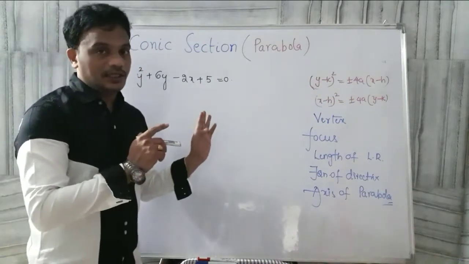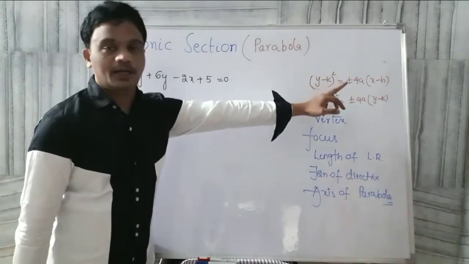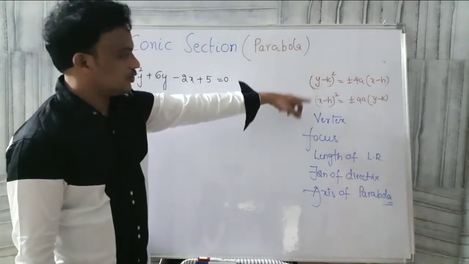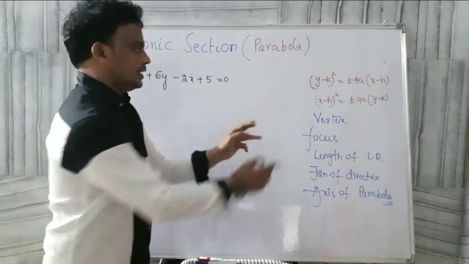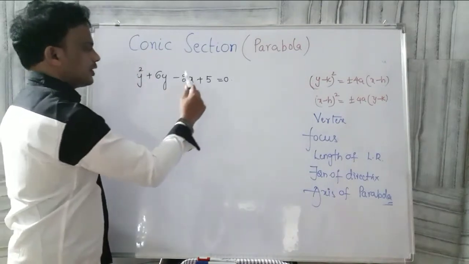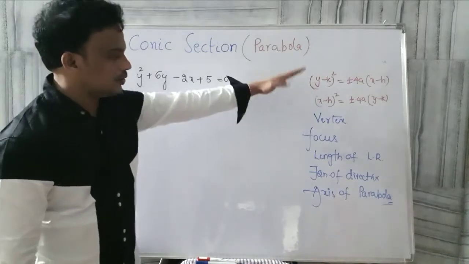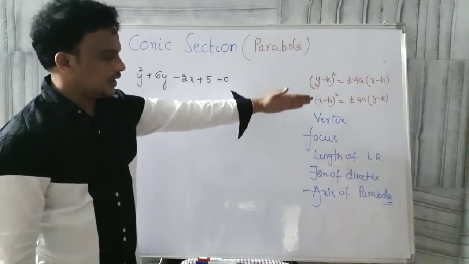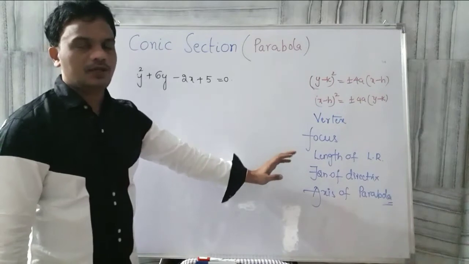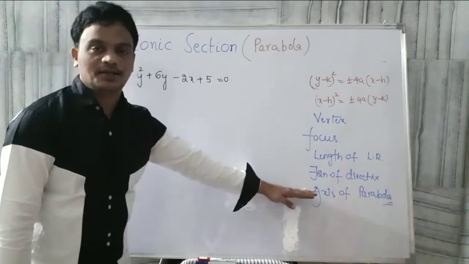When the origin is shifted to the point (h, k), we may get these four forms. So when this one is given, we are going to transform it into any of these forms. Then from those, what we are going to find is the vertex, focus, length of latus rectum, equation of the directrix, and the axis of the parabola.